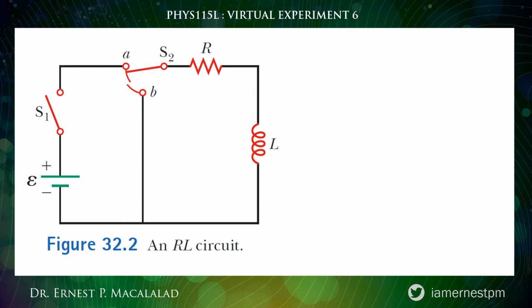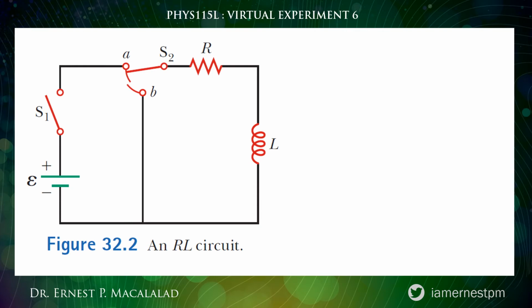In our circuit here, this symbol represents an inductor. Any element in a circuit that has a large inductance is called an inductor, and this is the symbol. We always assume that the inductance of the remainder of the circuit is negligible compared to the inductance of this coil.